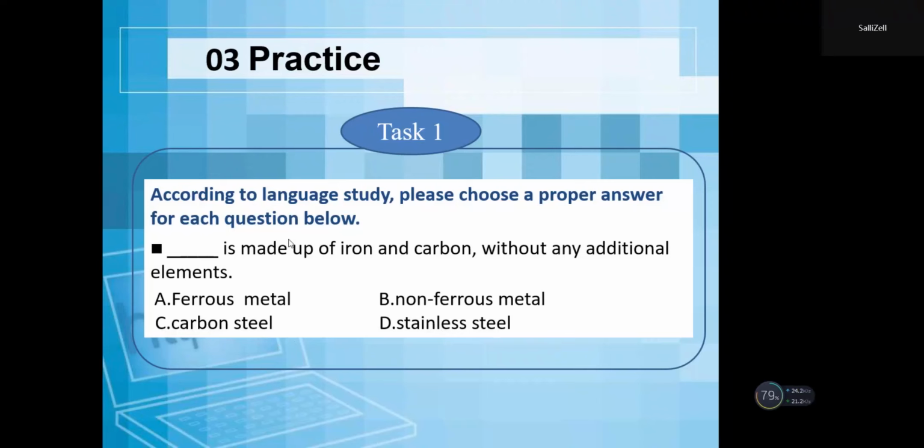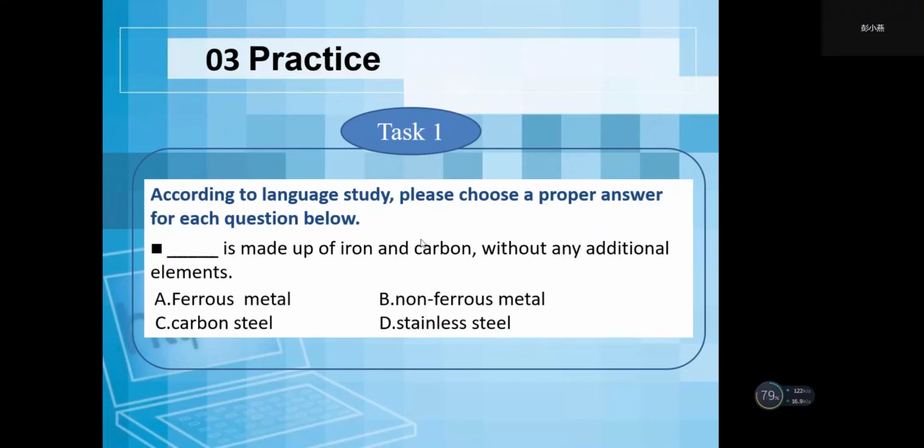Ferrous metals. A. Teacher, maybe A. Which one have you chosen? A. B. A. A. A. Yes. A.